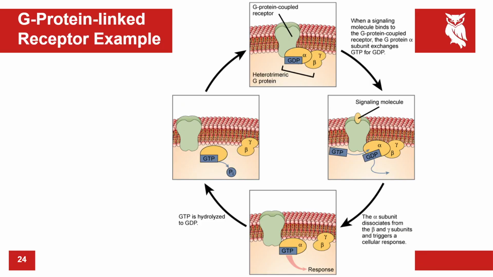This is an example of the G-linked protein. Again, you have that hormone or ligand bind outside. It activates a G protein, which goes on to activate other enzymes and proteins within the cell, causing that cascade change.